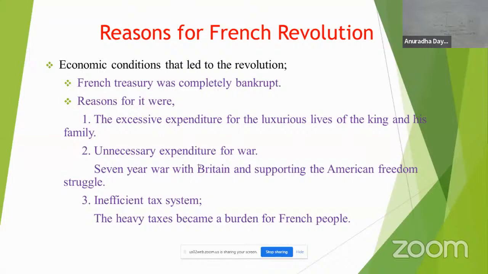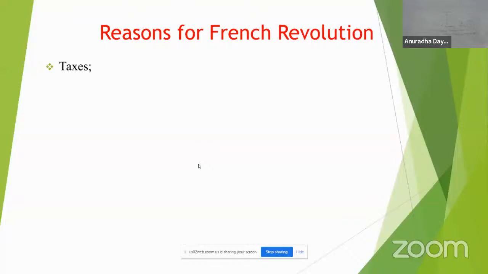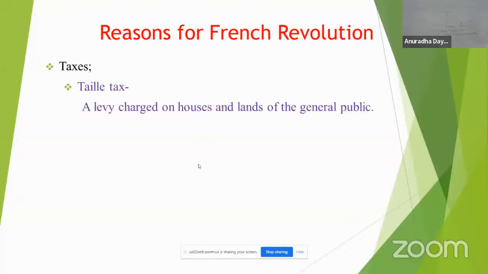Inefficient tax system. The heavy taxes became a burden for the French people. The general public had to pay about 60% of their income as taxes. So what are the taxes that they paid? These are the taxes. Tail tax. What is tail tax? A levy charged on the houses and lands of the general public. So the tax was obtained from the houses and lands of the general public.